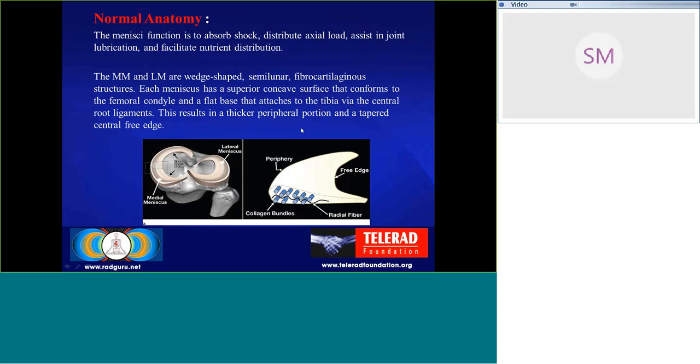The menisci function is basically to absorb the shock and distribute the axial load, as well as assist in joint lubrication and facilitate nutrient distribution. The medial meniscus and the lateral meniscus are wedge-shaped and semilunar in shape, which are fibrocartilaginous structures. Each meniscus usually has a superior concave surface and a flat base. This flat base attaches to the tibia via the central root ligaments.